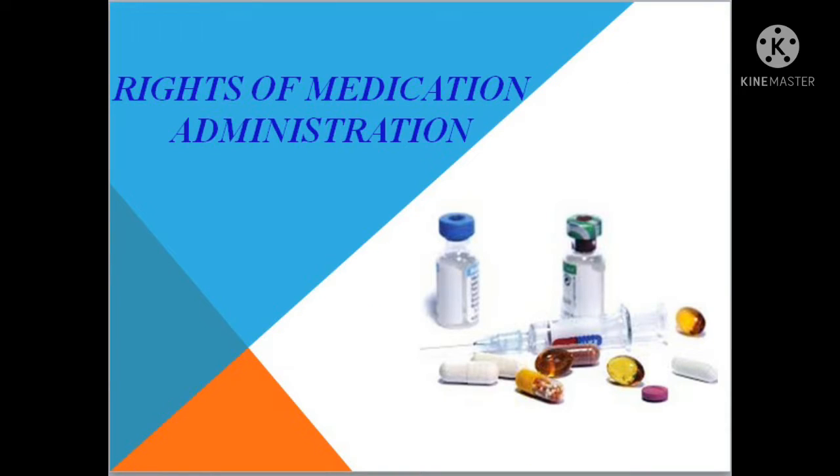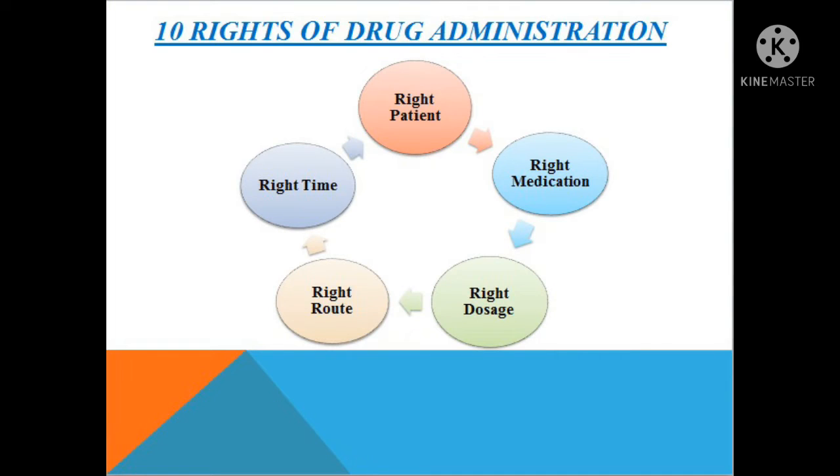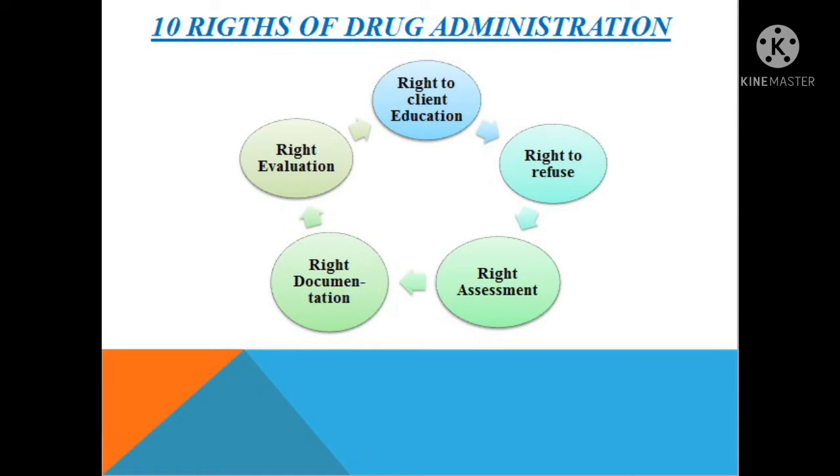Next, rights of medication administration. There are 10 rights of medication administration. The first right is right patient, second right medication, third right dose, fourth right route, fifth right time, sixth right to client education, seventh right to refuse, eighth right assessment, ninth right documentation, and 10th right evaluation.